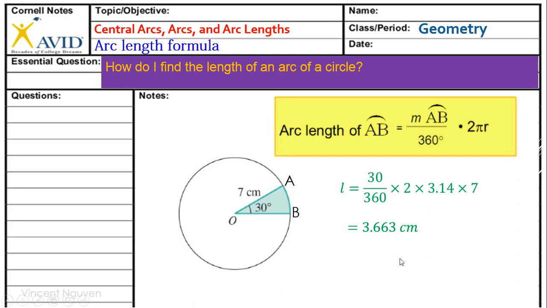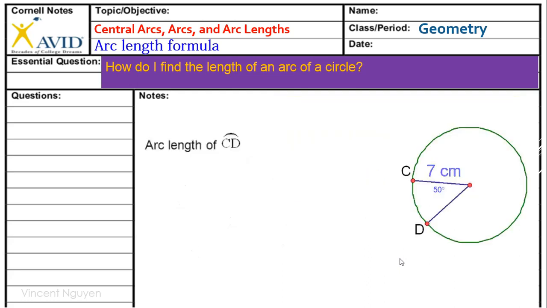So arc length, you need two pieces of information. You need the central angle and the radius. Okay, there's another way to find arc length in radians, but we're not talking about radians yet. It's a lot easier actually. Okay, one more example. Here we're given a central angle of 50 degrees and the radius of 7 centimeters.